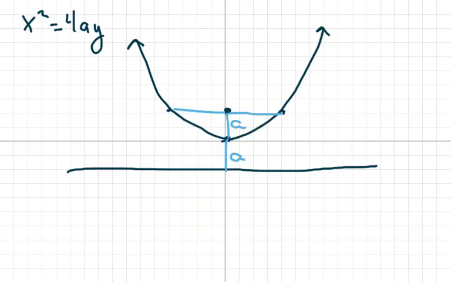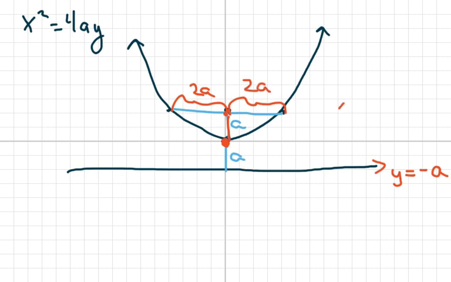So here's a picture of it. Okay, here's my vertex. I go up A. My directrix here is y equals negative A. We're going up A here, and this is the same thing. This is 2A, 2A. So your LR is 4A.